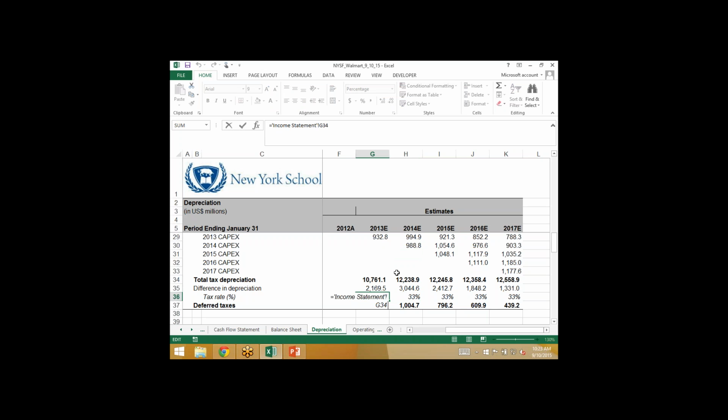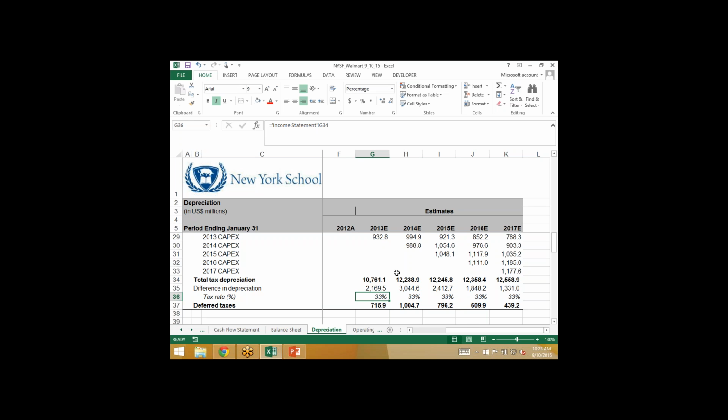So what would be the thought process behind using accelerated versus straight line if it's all in the long run would be the same? Are they just trying to make the income statement look a little better for that? They want the cash. They just want the cash.